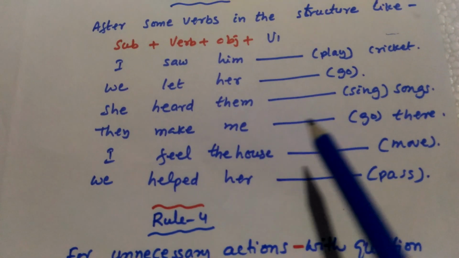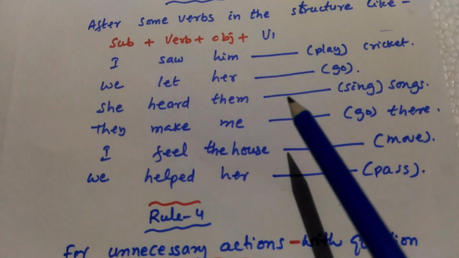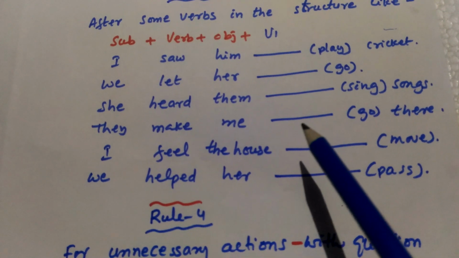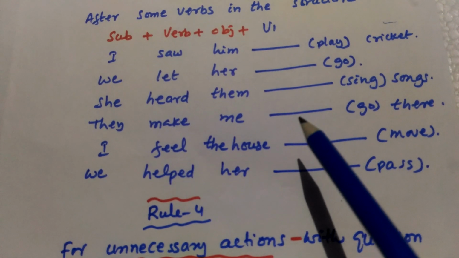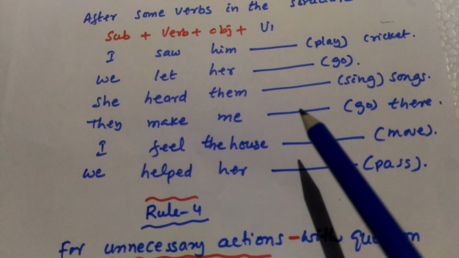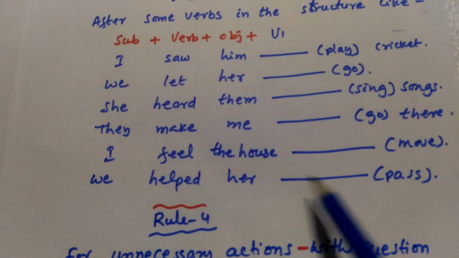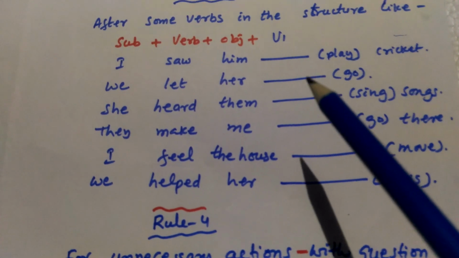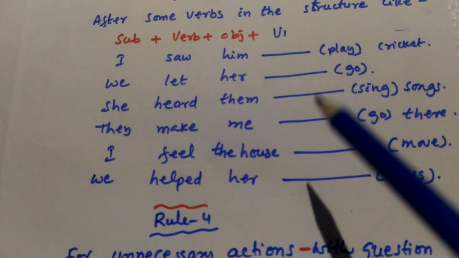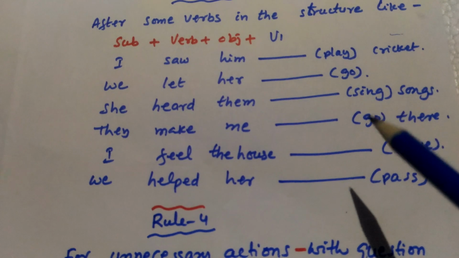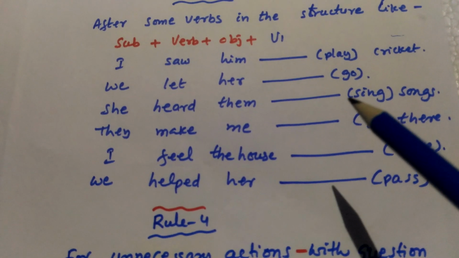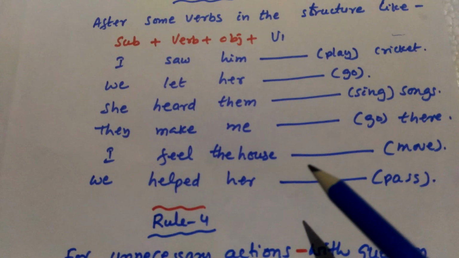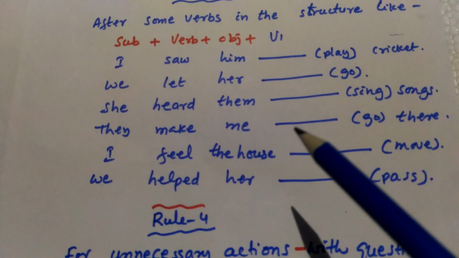She heard them sing songs. Here sing is the base form. They make me go there. Here go will be the only verb 1 form we need to write here. I feel the house move and we helped her pass. So you might have found that in these fill-ups we have written only the base forms. Those are called bare infinitives.